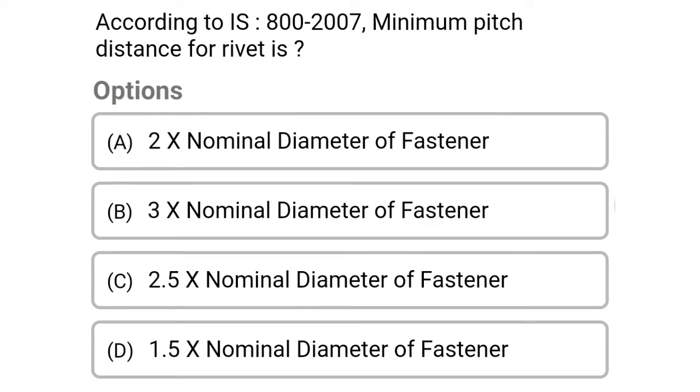Next question, according to IS 800 2007, minimum pitch distance for rivet is option A 2 into nominal diameter of the fastener, option B 3 into nominal diameter of the fastener, option C 2.5 into nominal diameter of the fastener, option D 1.5 into nominal diameter of the fastener. So the correct answer is option C 2.5 into nominal diameter of the fastener.